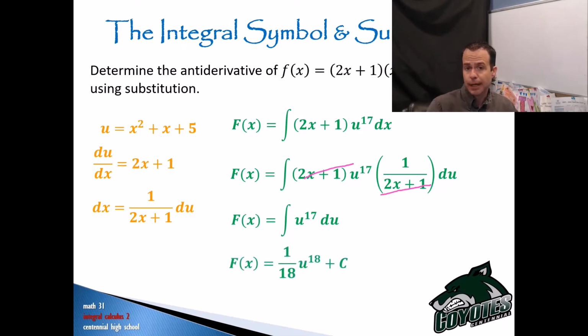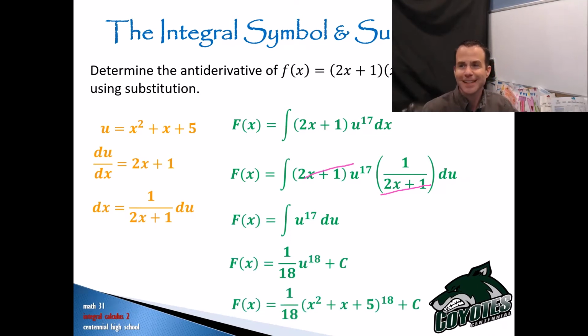Then I just put u back. So u was x squared plus x plus 5. So I get 1 over 18 times x squared plus x plus 5 to the 18 plus c. Okay, easy peasy. You guys got this.